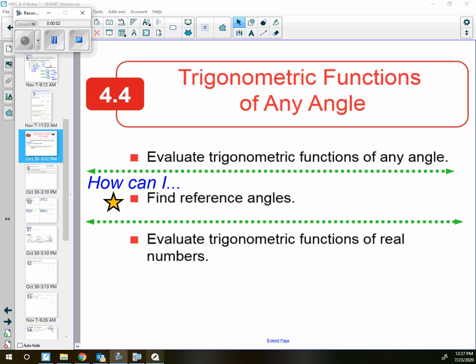All right, on to day 2 or part 2. How can I find reference angles? One of the most important things going forward is going to be reference angle, you understanding what a reference angle is.